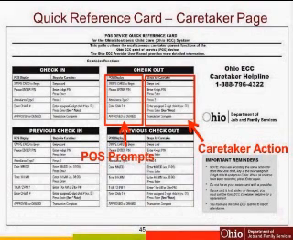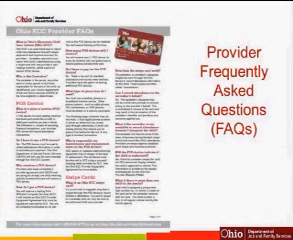The other side of the quick reference card is specific to caretaker functions. For each function, the left-hand column shows the POS prompts, and the right-hand column lists the actions the caretaker follows to perform that function. The POS display steps the caretaker through each action. Providers are also given a frequently asked questions document which lists commonly asked questions and answers that are useful in learning about the Ohio ECC system.